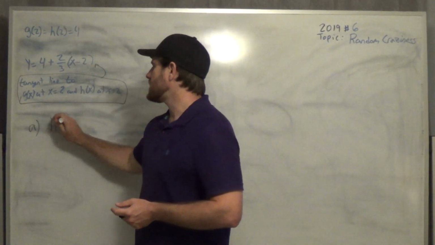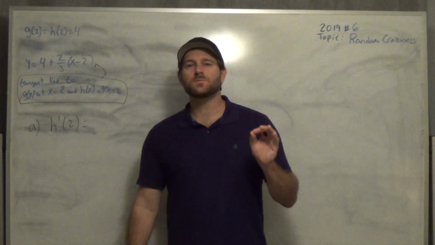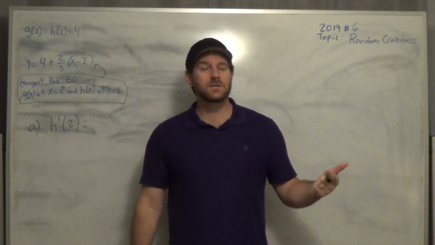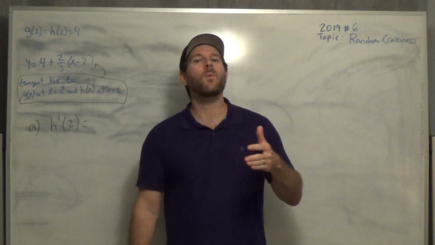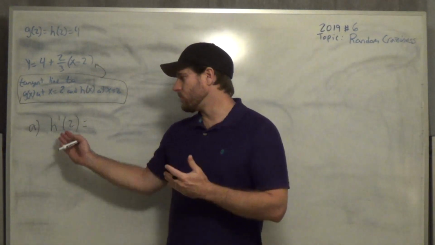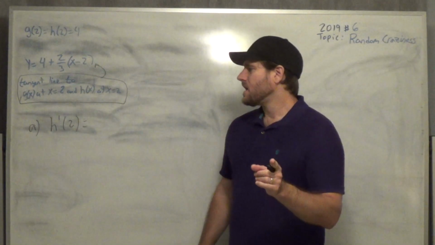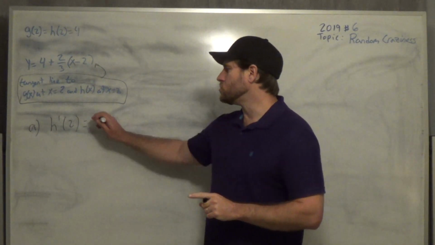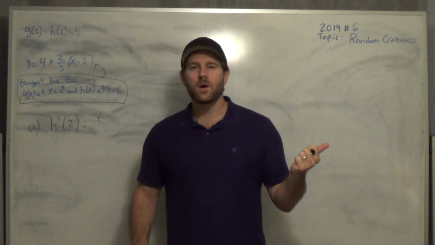So part A says, what is h prime 2? And folks, you need to know h prime 2, because if you don't know h prime 2, then you can't use h prime 2 in part B when you need it later on. So they're trying to help you to do part B with part A. Part A is like, hey, get this information. But here's the thing. Let's say you have no idea what h prime 2 is. You don't know at all. You're going to need it later on in part B.